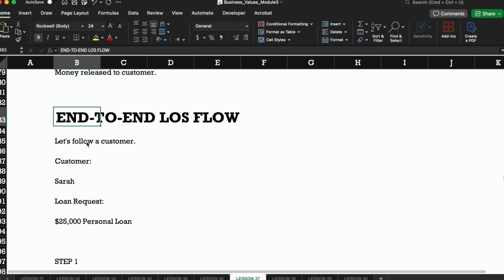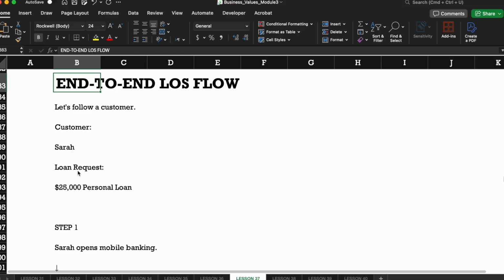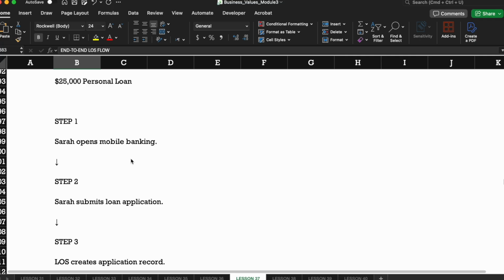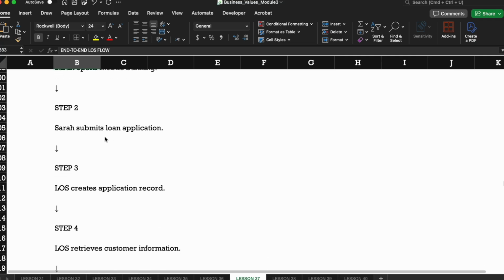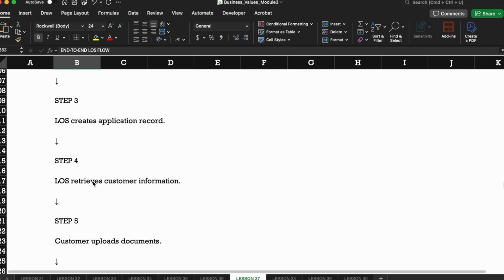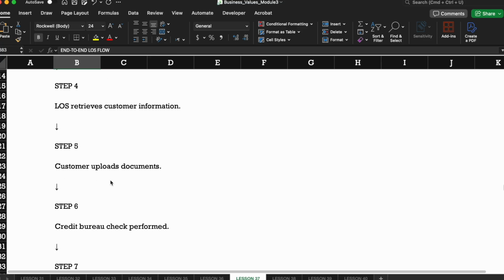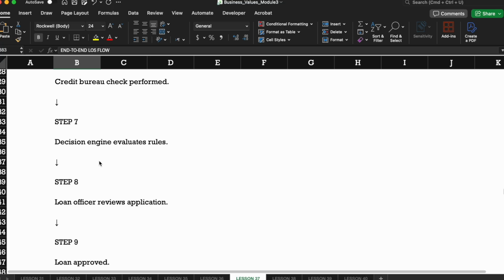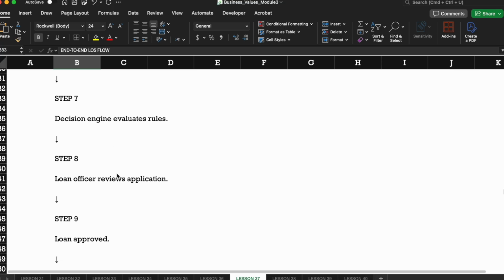End-to-end LOS flow. Let's follow a customer. Customer Sarah requests a 25,000 personal loan. Step number 1, Sarah opens mobile banking. Step number 2, Sarah submits loan application. Step number 3, LOS creates application record. Step number 4, LOS retrieves customer information. Step number 5, customer uploads documents. Step number 6, credit bureau check performed. Step number 7, decision engine evaluates rules.